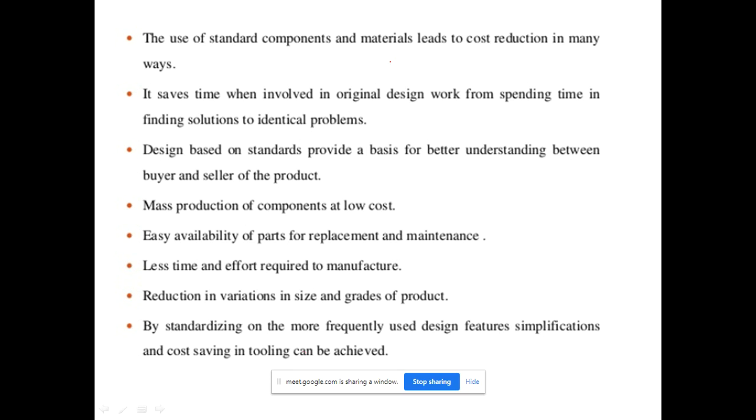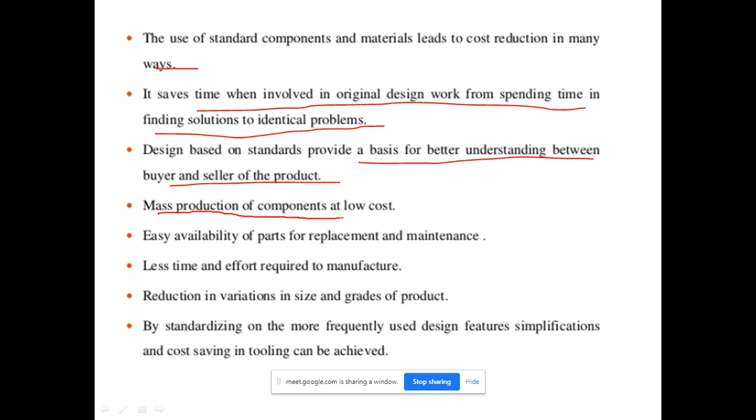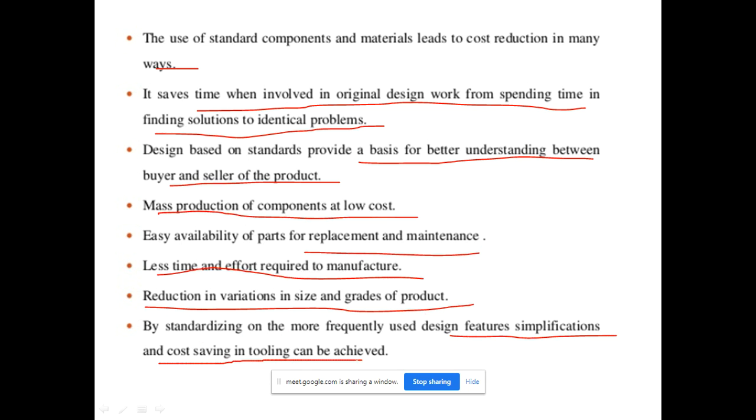The use of standard components and material leads to cost reduction in many ways. It saves time otherwise spent on original design work, finding the solution to identical problems. Design based on standards provides a basis for better understanding between the buyer and seller of the product. Mass production of the component at low cost, easy availability of parts for replacement and maintenance, less time and effort required for manufacture. The reduction in variations in size and grades of product by standardization on the more frequently used design features, simplification and cost saving in tooling can be achieved.